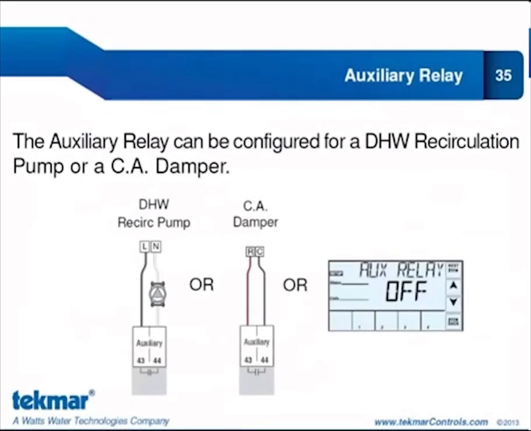We saw in the applications that the auxiliary relay can be used to control a DHW recirc pump or a combustion air damper. So in the setup menu, we have to configure the auxiliary relay to control either the recirc pump or the damper, or if nothing is connected, then we turn that auxiliary relay off. It's useful to note that if the external combustion air proof dip switch is in the on position, then this setting is locked at damper. So the control assumes that if you're providing proof of combustion air, you must also be operating a combustion air damper through the auxiliary relay.